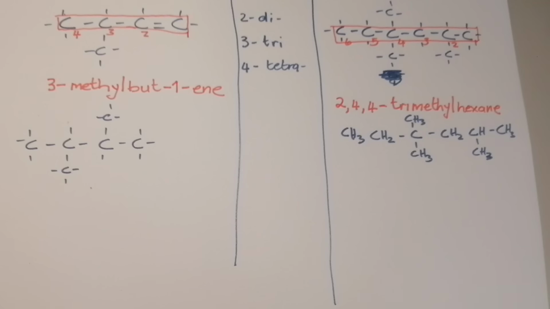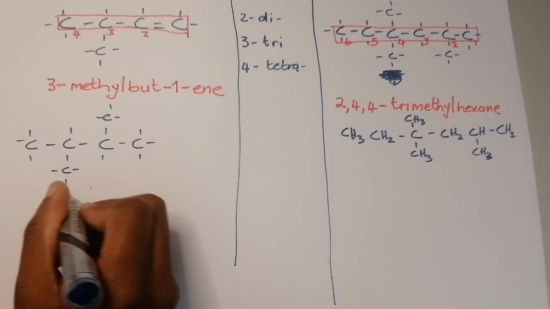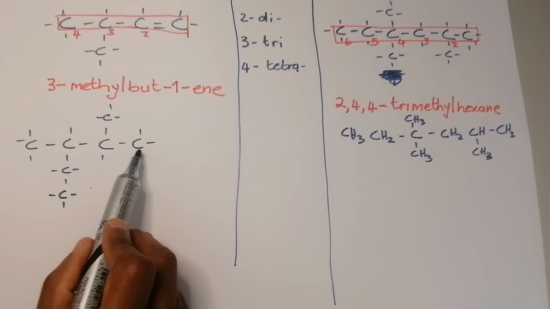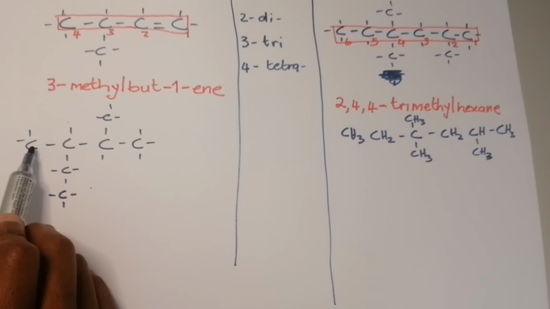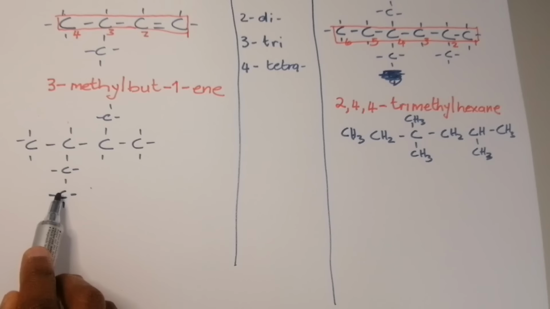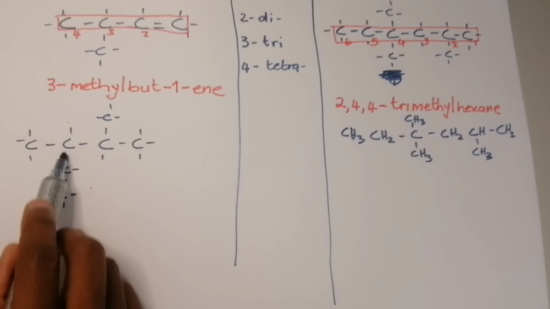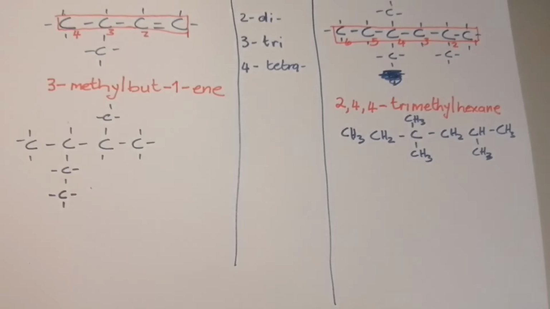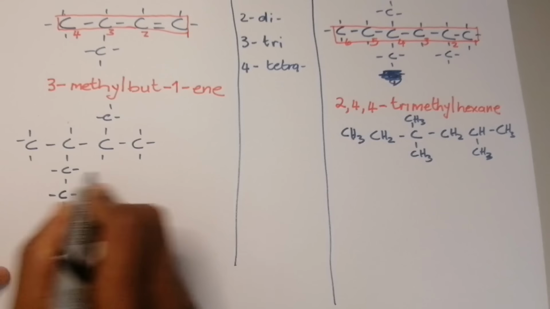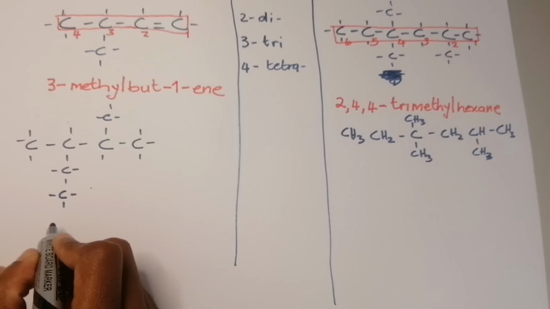Just to show you something else, what would happen if I had something like this? If I were just to add another one there. Look at this. Now, please don't be mistaken. You can say, well, my longest is 1, 2, 3, 4, but if you were to say 1, 2, 3, 4, 5, that would be longer than 4. So your longest chain, your parent chain, in this case would be 5.